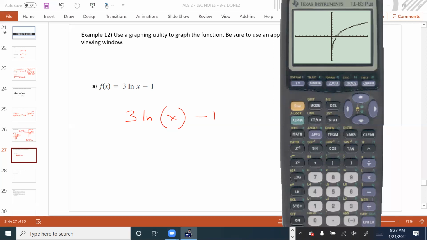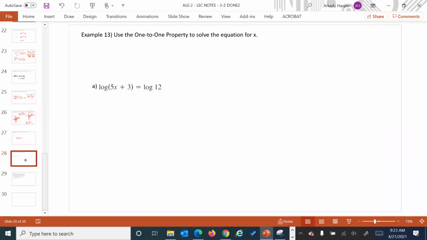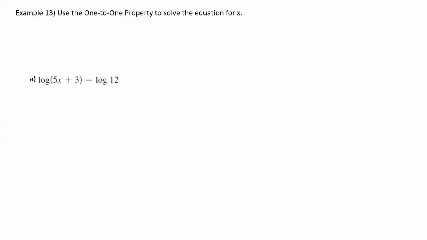Class, time-wise, we have to almost be done. So we learned how to graph it, let me just check real quick here. We just need to learn how to solve them, and then let's do this one real quick. This will be the last one, and I think you guys can do the homework from here. Use the one-to-one properties, solve this.